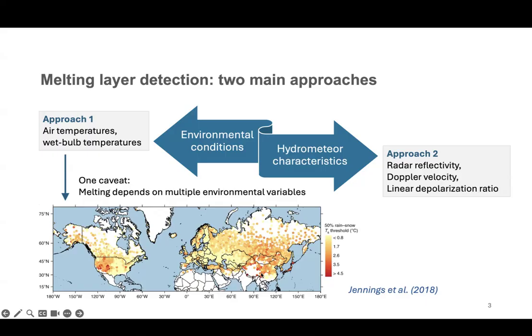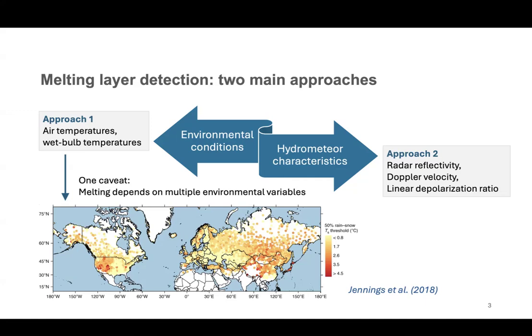So here the figure on the bottom shows the site observations of the temperature thresholds at which rainfall and snowfall would occur at equal frequency in the northern hemisphere. We can see that this temperature threshold has a very distinct range and could be larger than 4 degrees Celsius, even in the Arctic region.